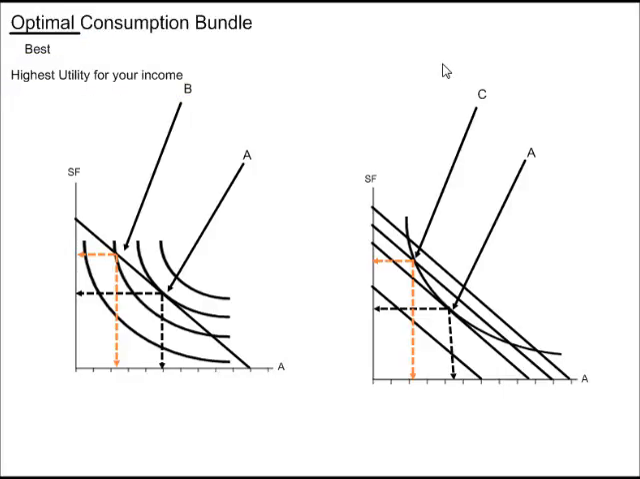That's actually the two different pictures that we have here. So we're going to consider the optimal, the good, the correct amount or combination of apples and starfruit as being points A.